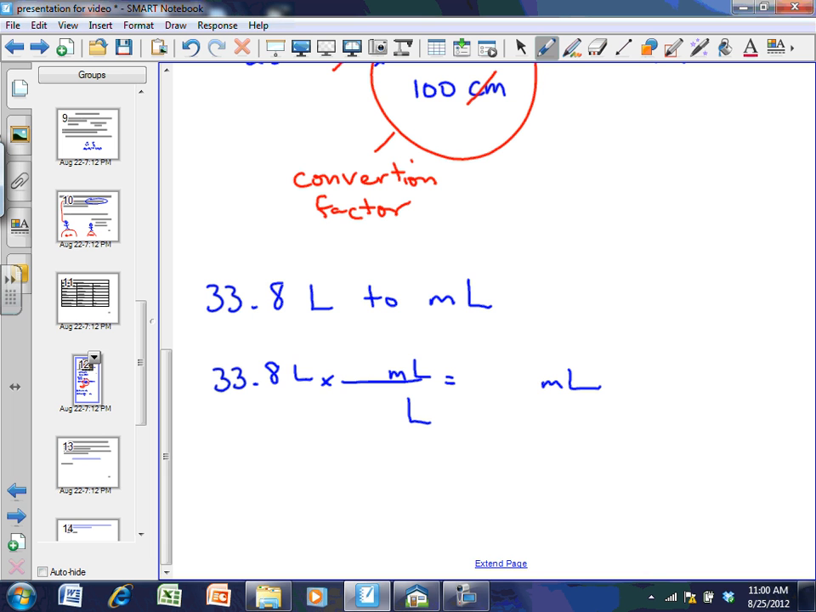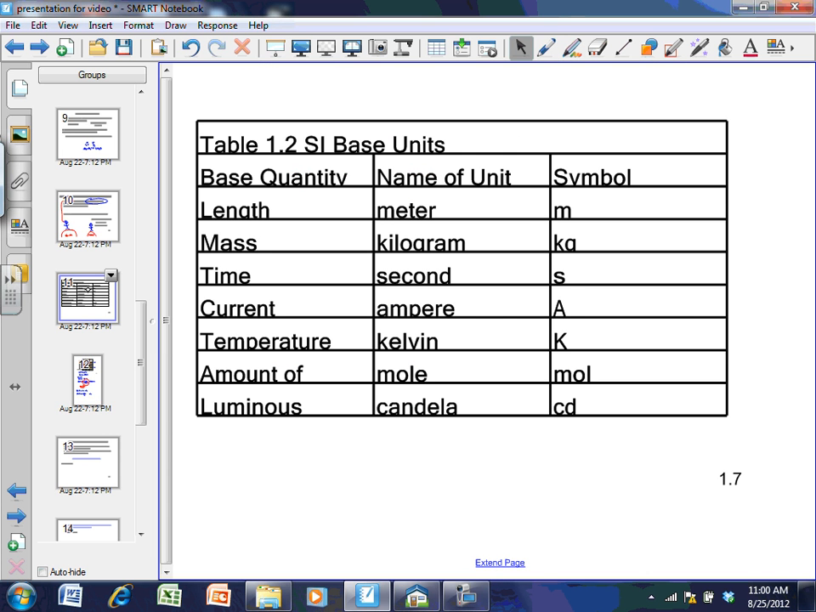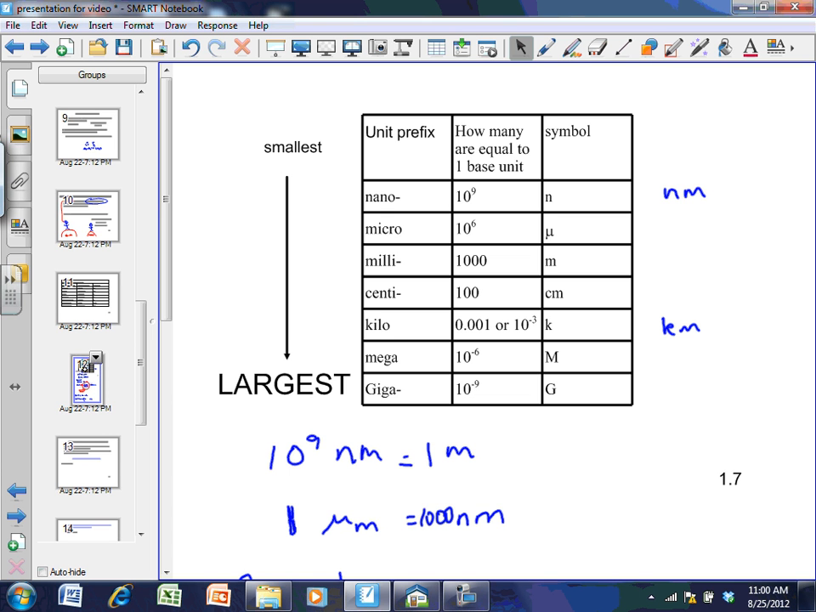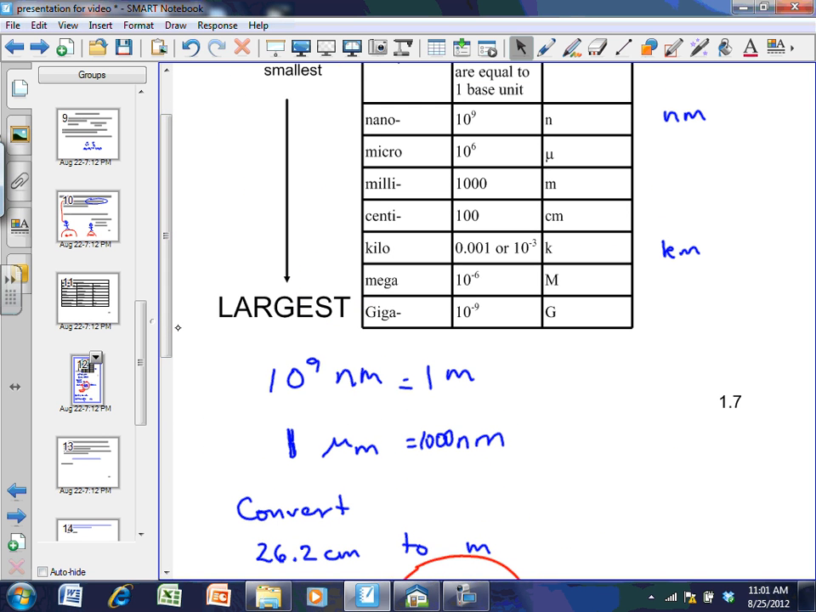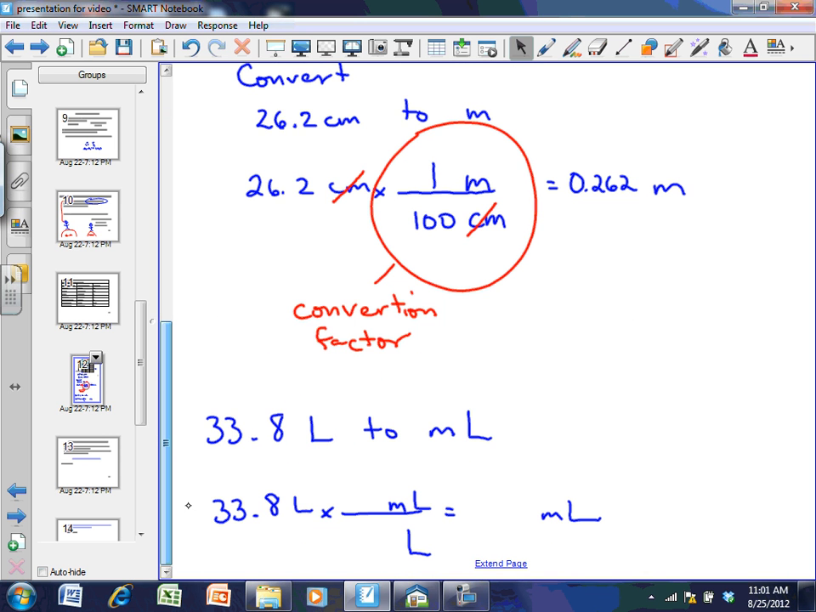If you can't remember, you've got to become familiar with this chart here. It's going to help you out, okay? So here's milli right here, and there's 1,000 milliliters in a liter. So which is bigger, milliliter or liter? A liter is, so give it one. One liter is equal to 1,000 milliliters.